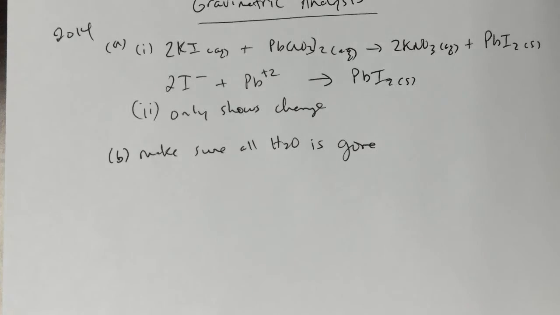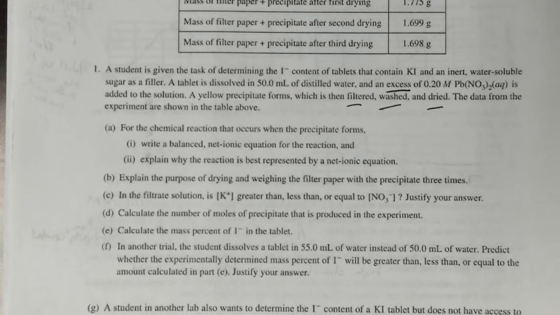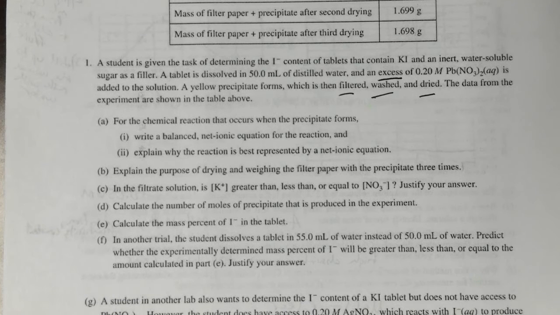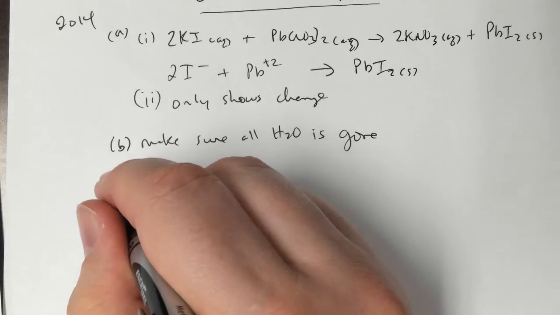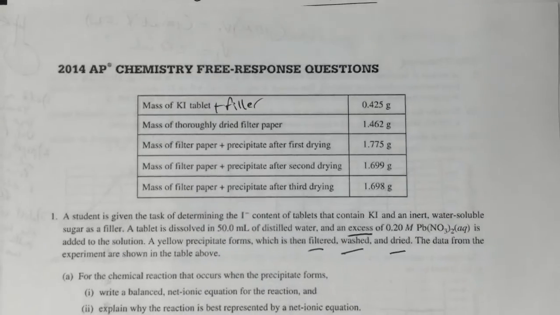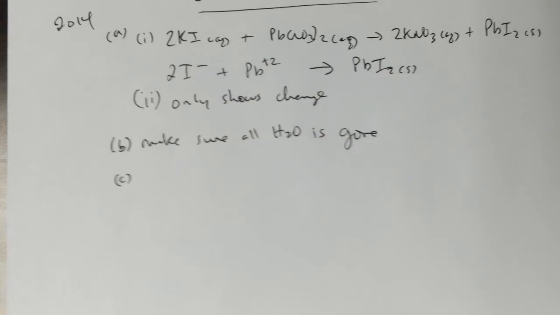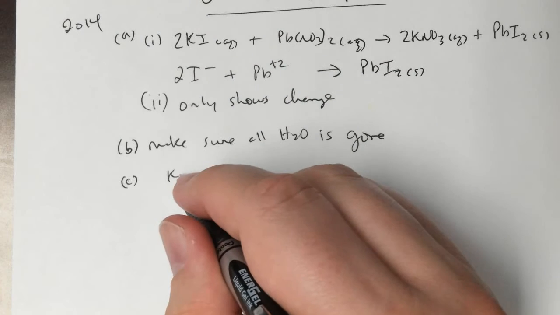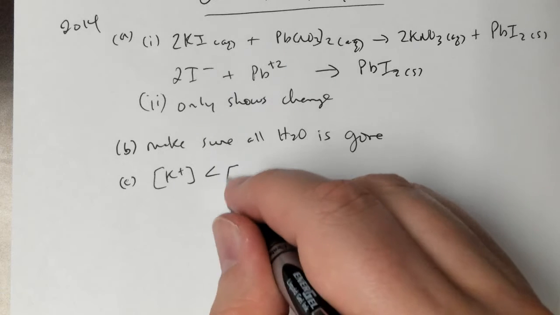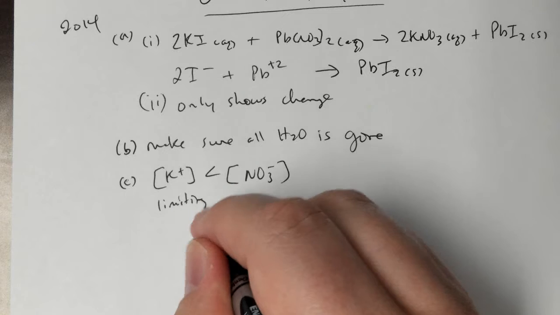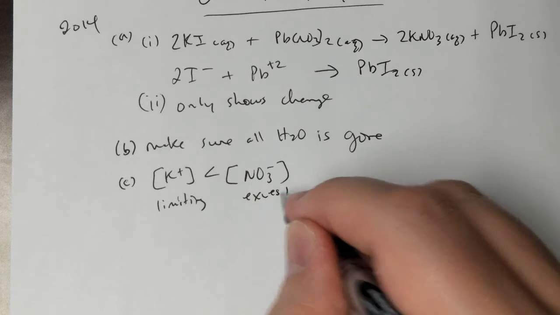It's dry. Part C, in the filtrate solution, is potassium greater than, less than, or equal to nitrate? Well, if we go back to our problem statement here, I underlined excess when I read it. Excess nitrate. So we know then that from our reaction, potassium is limiting. You can even say that, limiting and excess.